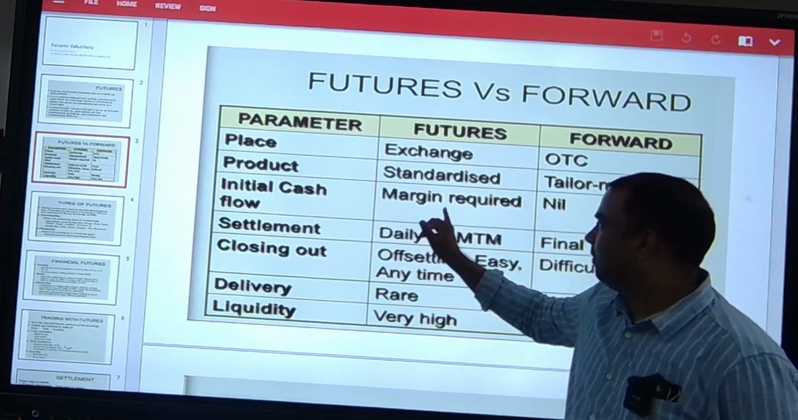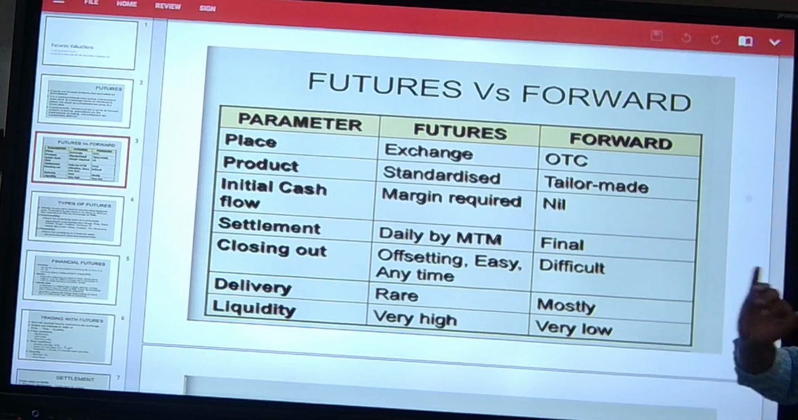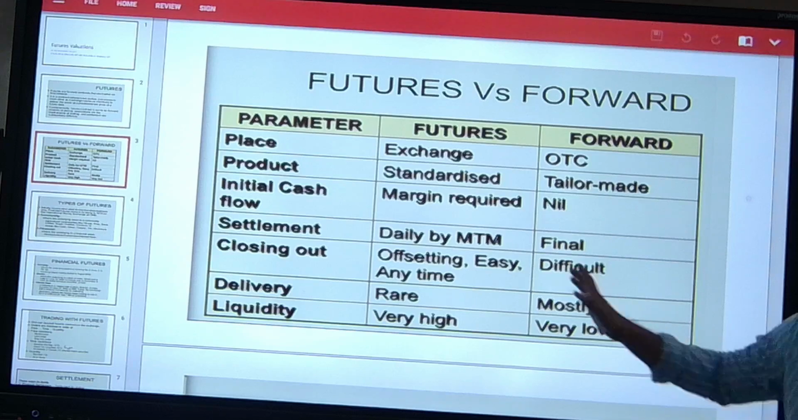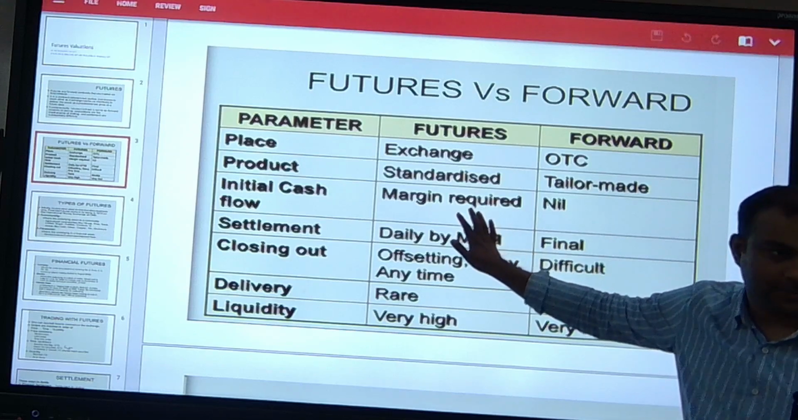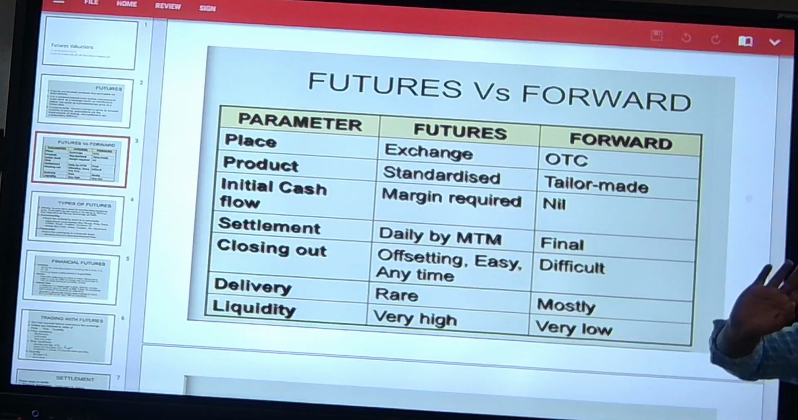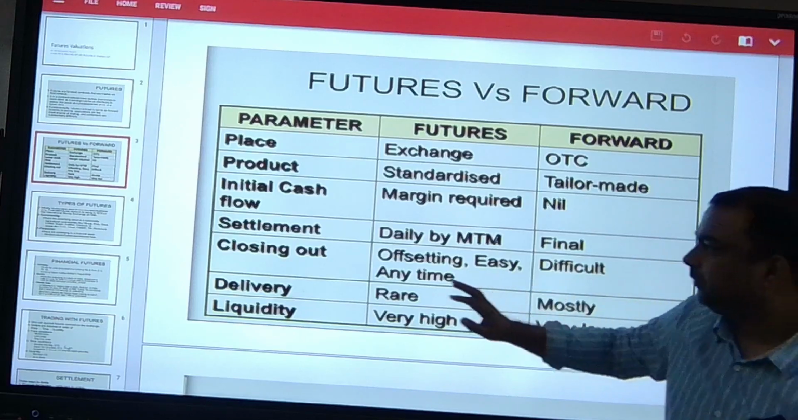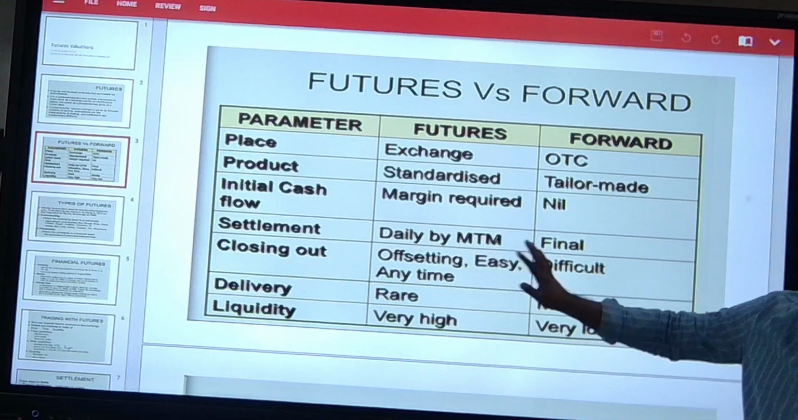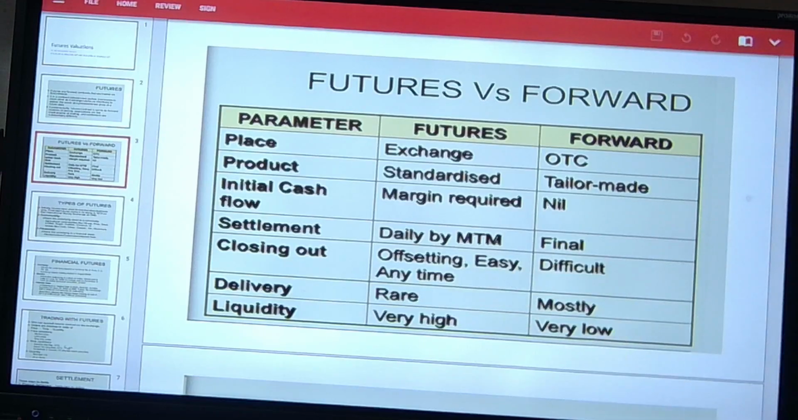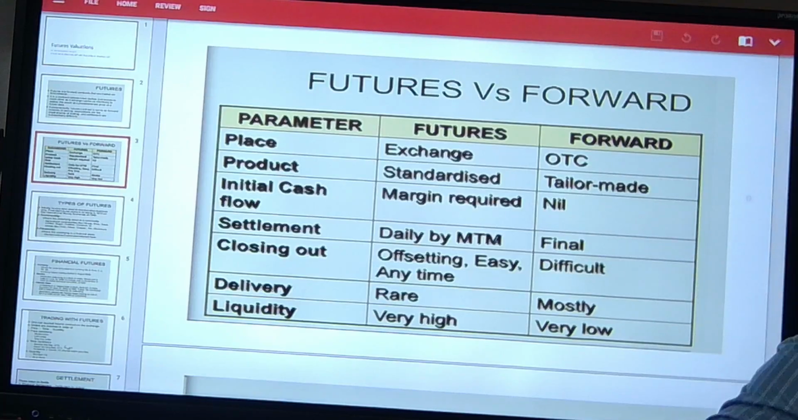Initial cash flow margin is required here. There is no margin in a forward contract. Margin is for the settlement risk, for counterparty risk. So here there is no counterparty risk. Here we have counterparty risk, meaning default or credit default. Settlement is daily settlement by mark to market. Final settlement is at the time of delivery, at the time of maturity, correct?